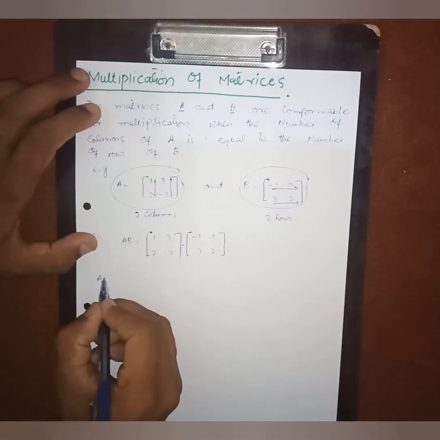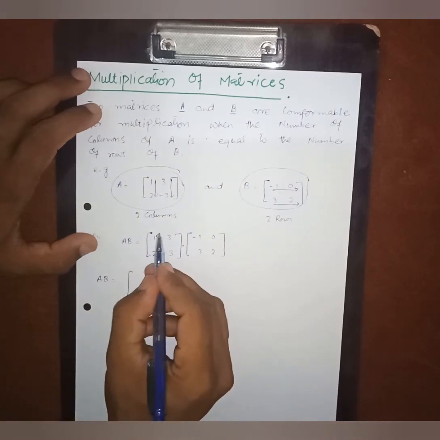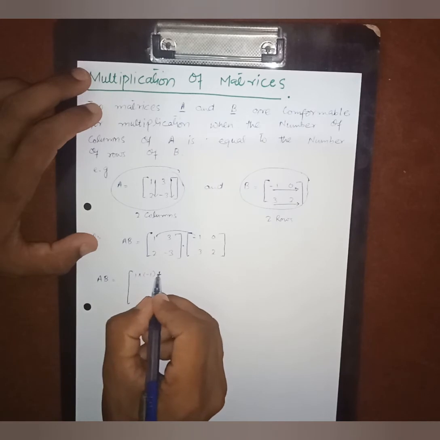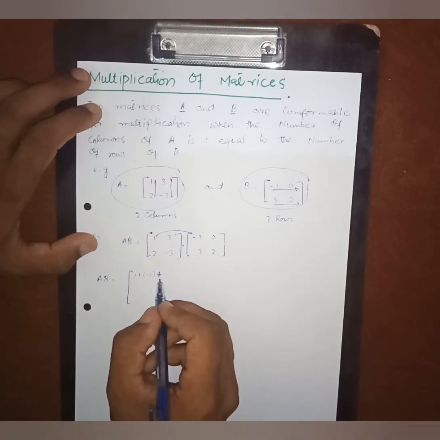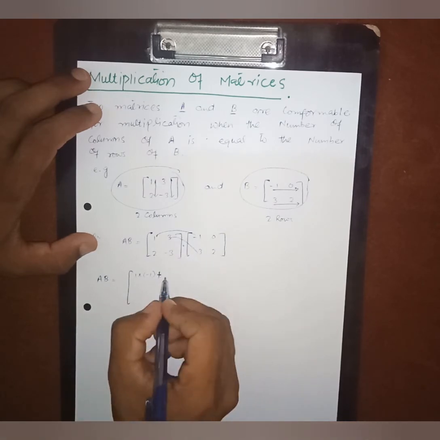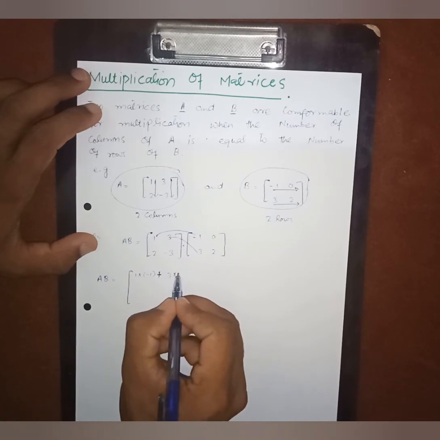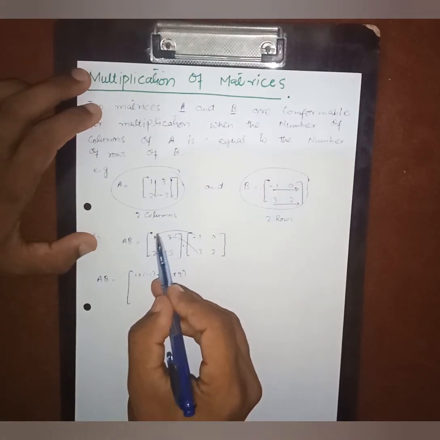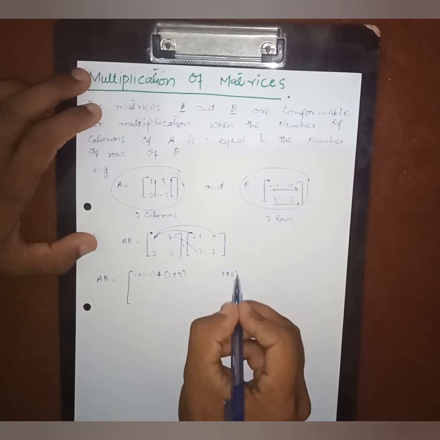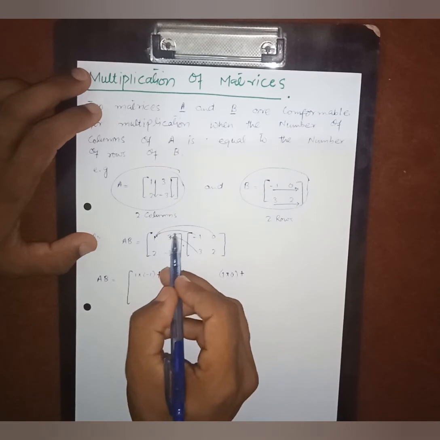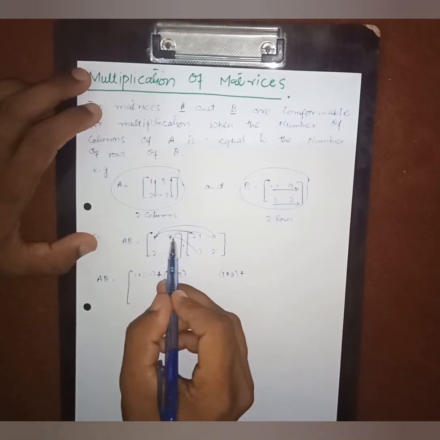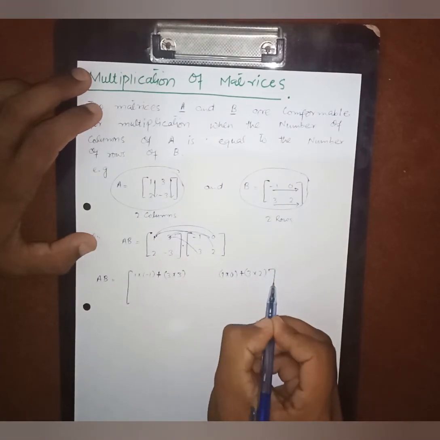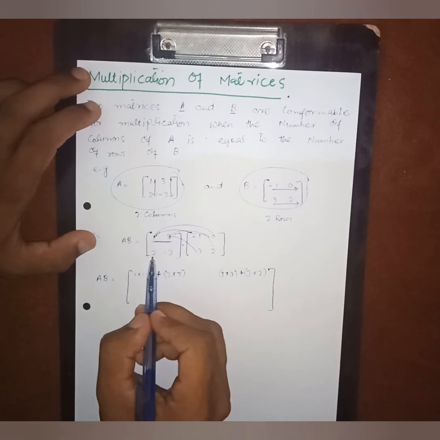First of all, multiply 1 with minus 1, 1 multiplied by minus 1. Then we add a plus sign, and after that we multiply 3 with 3, 3 multiplied by 3. After that, multiply 1 with 0, 1 multiplied by 0, and then again an addition sign, and then multiply 3 with 2, 3 multiplied by 2. So the first row is done. Now we are moving to the second row.